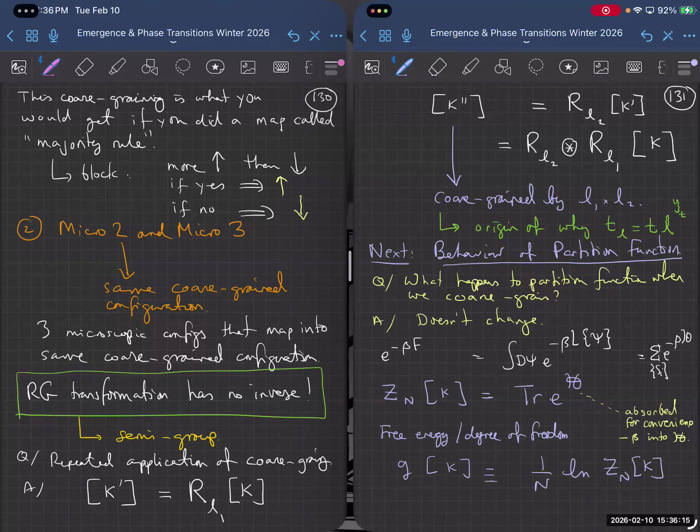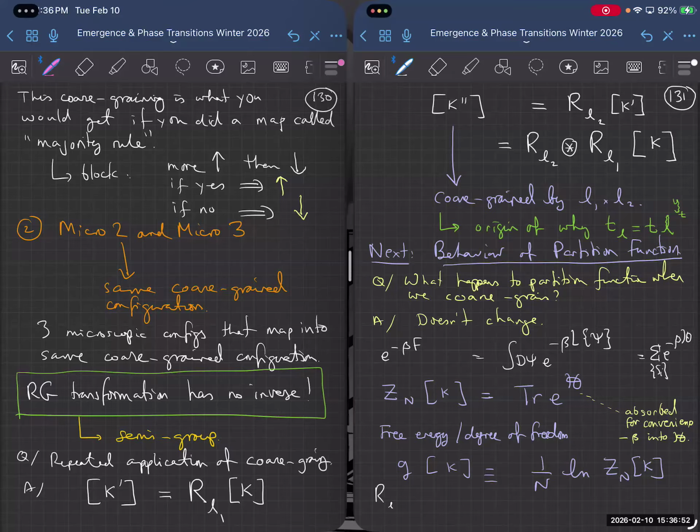So I've got N degrees of freedom. I have a whole bunch of coupling constants. I take the logarithm of the partition function. Because I've taken all the factors of minus beta into the Hamiltonian, the free energy is just the logarithm of the partition function, so I do not have to worry about factors of minus beta. And so the free energy per degree of freedom is just the logarithm of the partition function divided by the number of degrees of freedom, N. Okay, so that's just some cosmetics.